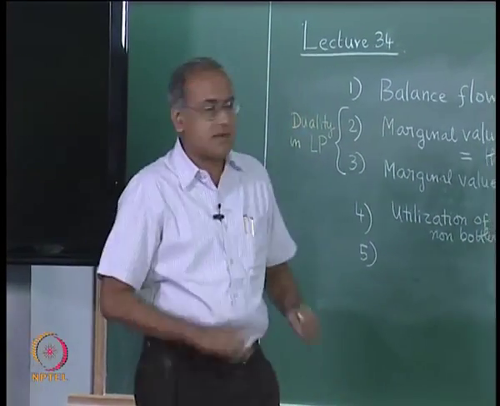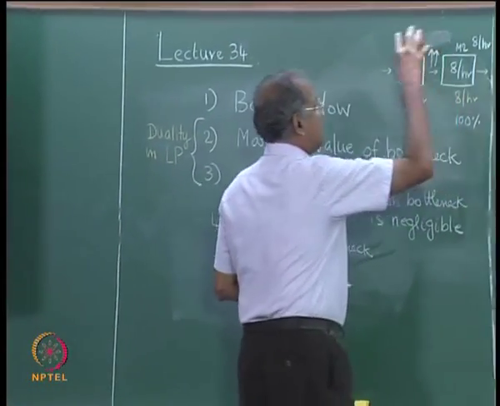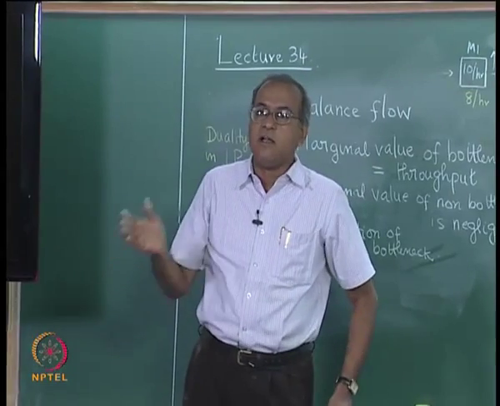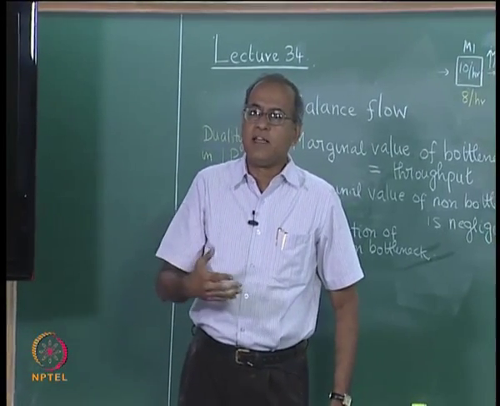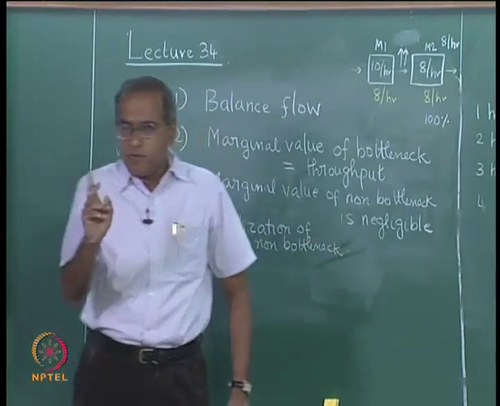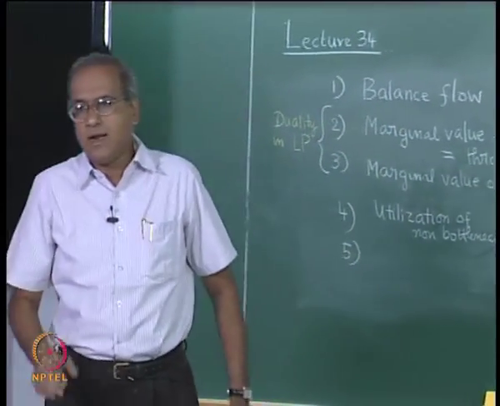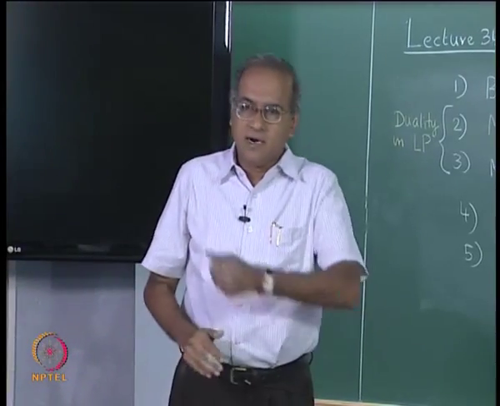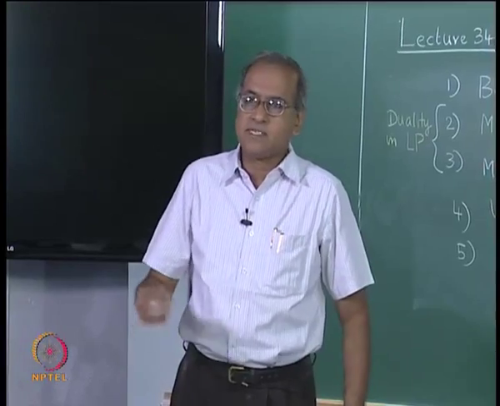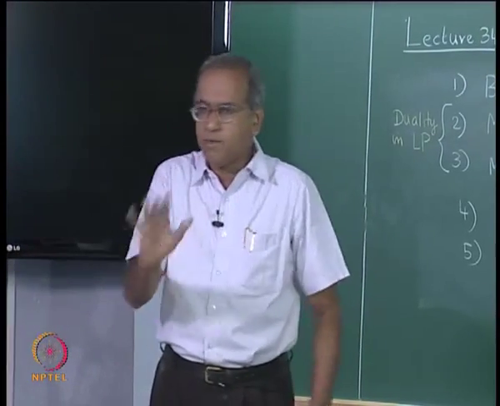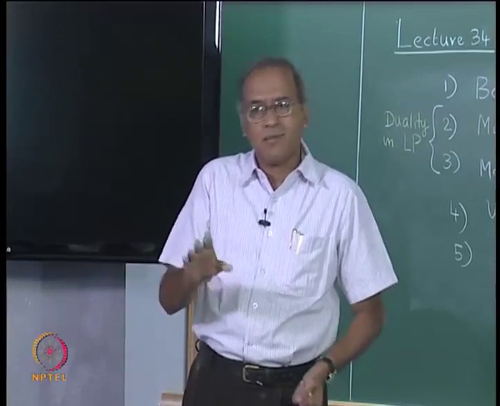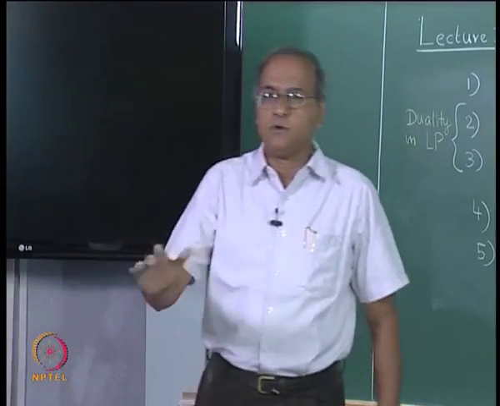If for some reason this is the first machine and this is the second machine, there will be a forced underutilization on the second machine, because material will arrive only at the rate of 8 per hour. So, depending on the position of the bottleneck, if the bottleneck is positioned later, the earlier ones we have to force them to work for less time, otherwise they will build up inventory which will never be consumed. If the bottleneck comes early, the later will automatically be forced to be unutilized.